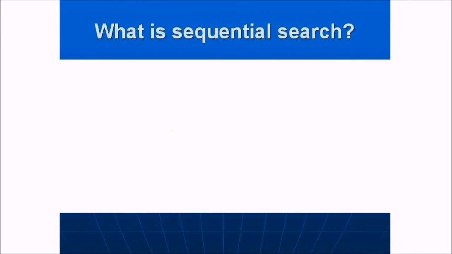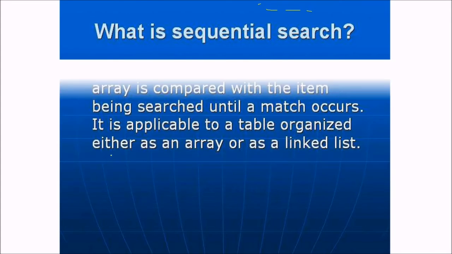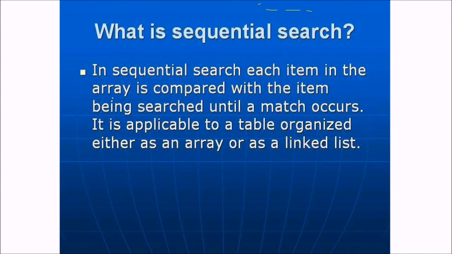What is sequential search? First of all, search is the finding of values. If you have to search for some value from a group of values, whether it is present or not, that is the searching of value. Sequential search is one by one searching. So in a sequential search, each item in the array is compared with the item being searched until a match occurs. It is applicable to a table which is organized either as an array or as a linked list.